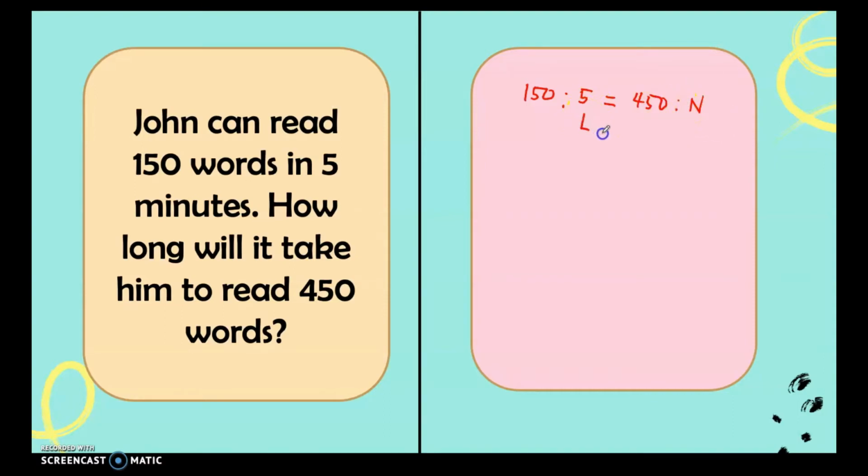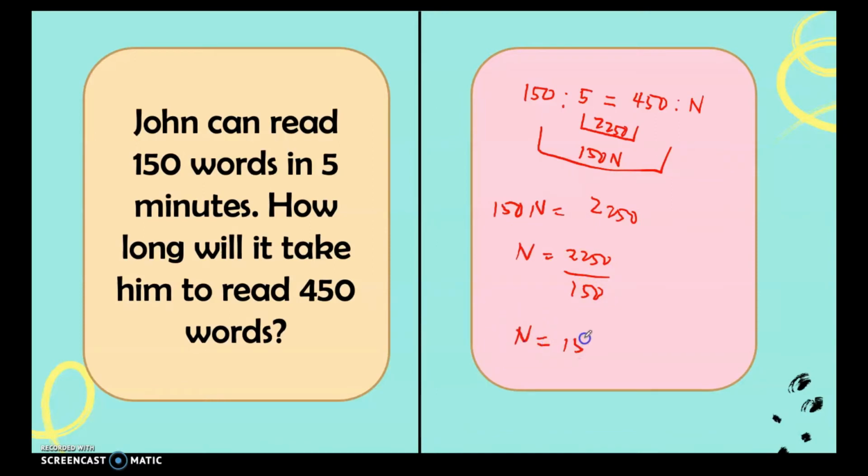Therefore, we need to multiply the means and the extremes. We have 2,250. This is 150n. Let's solve for the value of n. We have 2,250. n is equal to 2,250 divided by 150. We have 15. So how long will it take him to read 450 words? It will take him 15 minutes to read 450 words.